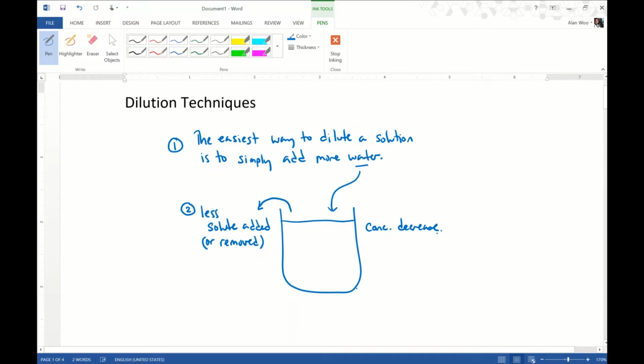Okay, but if you're going to remove or add less solute, the amount of volume shouldn't really change. Okay, so both of those will cause a decrease in concentration. Now, if you're talking about a gas solution, okay, these two are great for solid, liquid, homogeneous solutions.